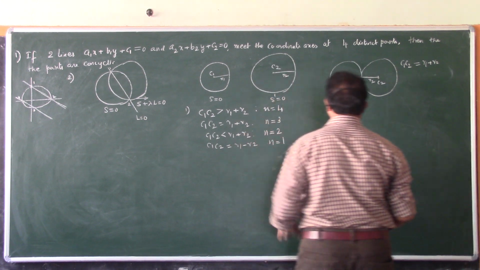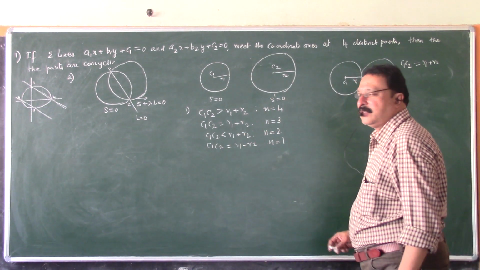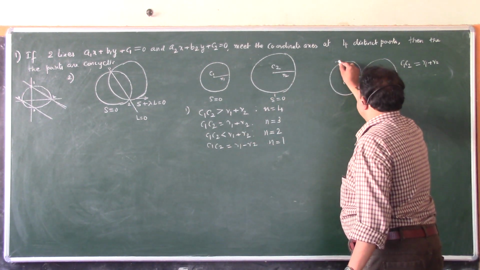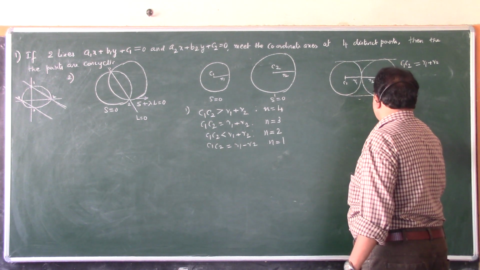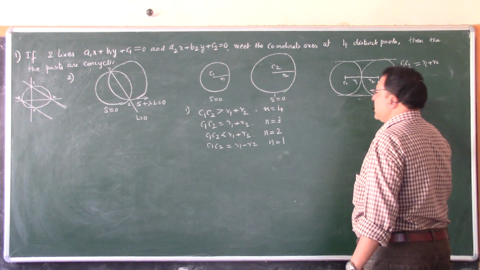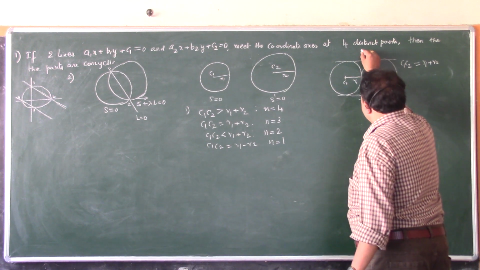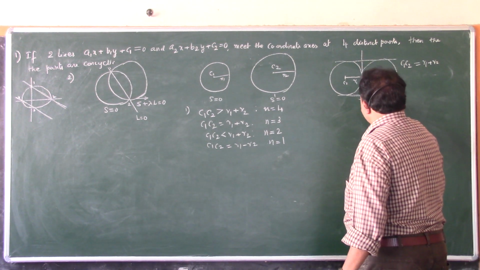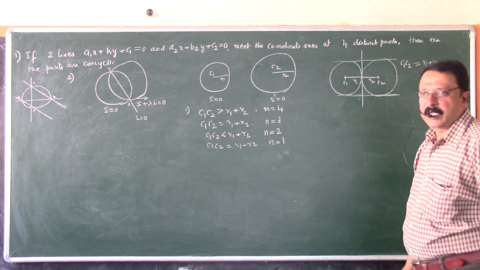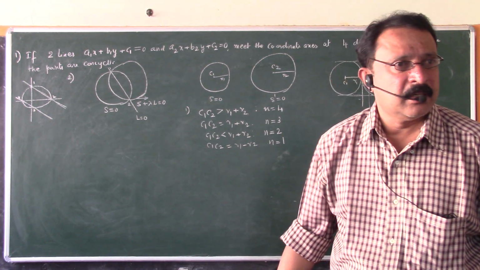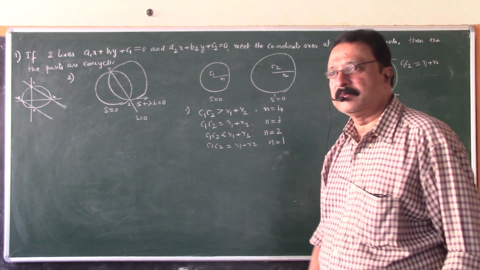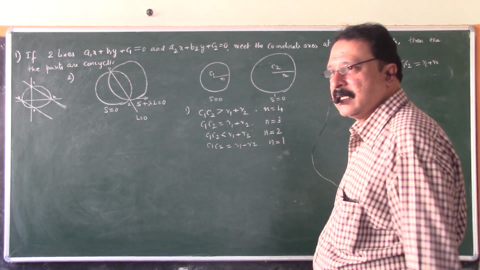How many common tangents can the circles have? 3. See, this is one common tangent. This is the second common tangent for both the circles. And this is the third common tangent. Can you make it out? Can you draw one more tangent by hook or crook? You cannot. That is what the meaning is.